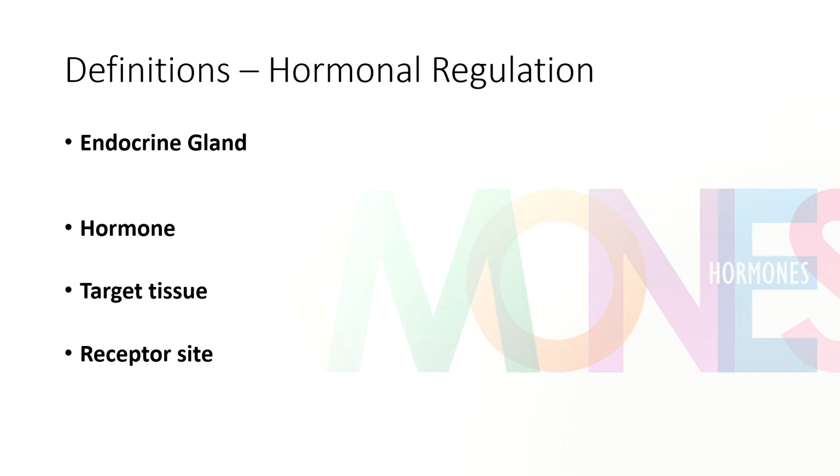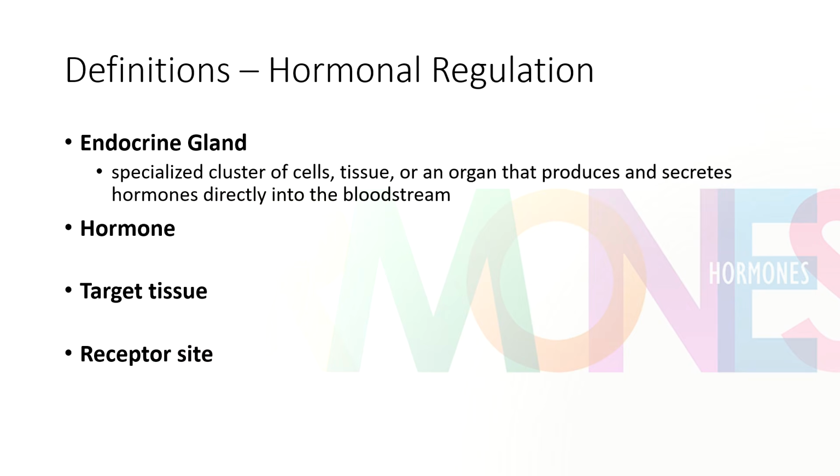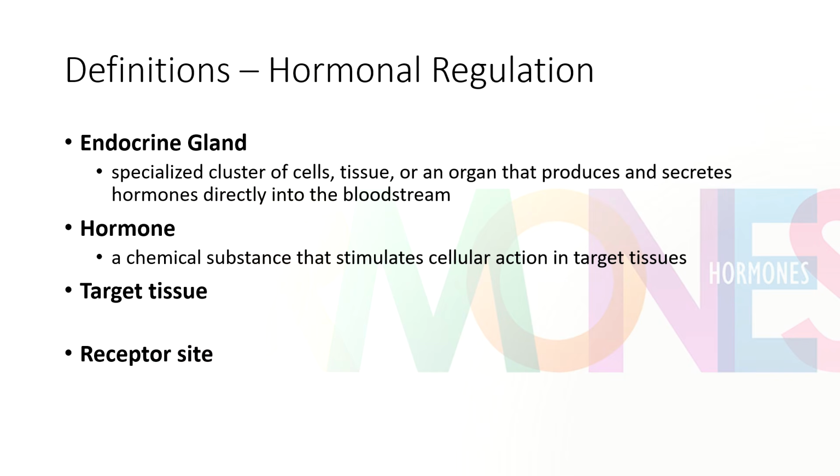So in your Giddens book, we have a definition for an endocrine gland, which is a specialized cluster of cells, tissue, or an organ that produces and secretes hormones directly into the bloodstream. Again, we are going to focus a little bit on the pancreas and how that organ works to help maintain glucose regulation. A hormone is a chemical substance that stimulates cellular action into target tissues. So for this, we will focus on insulin and glucagon.